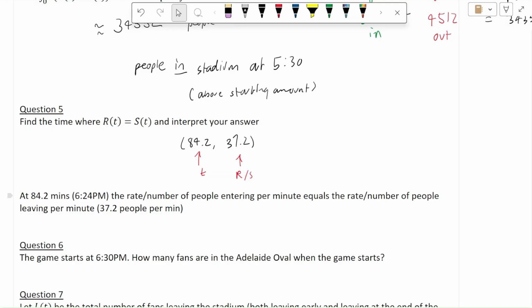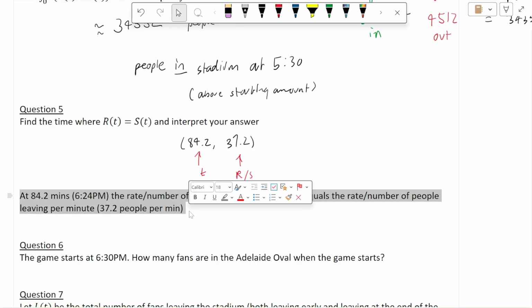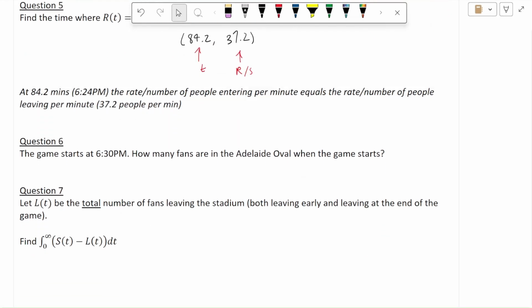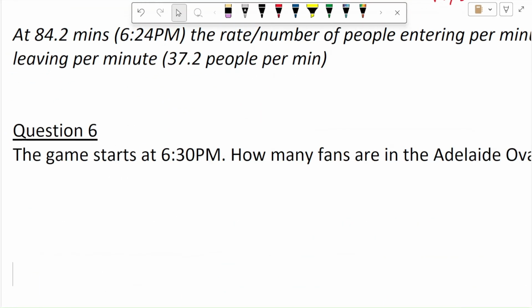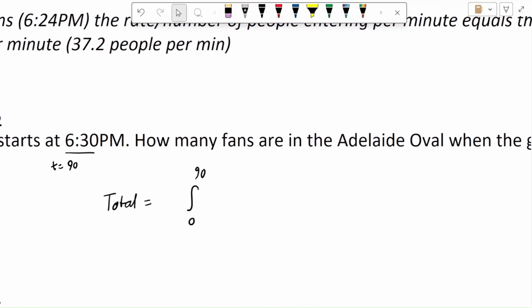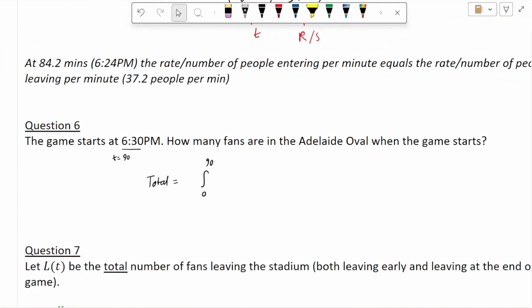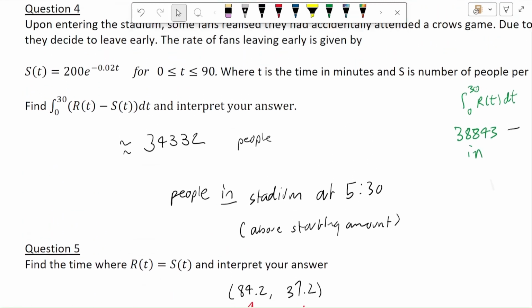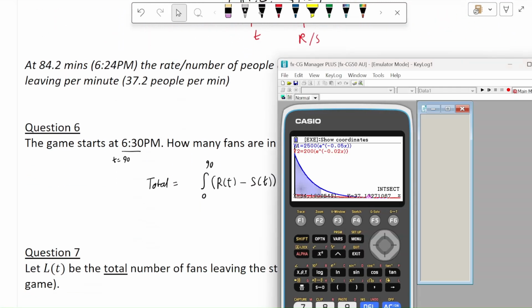Now the game starts at 6:30. How many fans are in the oval when the game starts? So this is just straight off an integral. So this is the total. It's the integral from 0 to 90 because 6:30 is 90 minutes after. And we have to start from 5 o'clock. And this is R of t. So that's in minus S of t. So that's out. So this is very similar to the question we did up above here. We just need to go up to 90 instead.